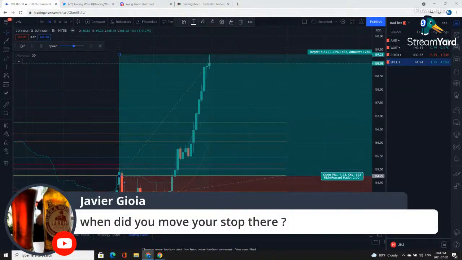When did you move your stop there? I moved my stop loss after the price came all the way up here and hit 1.5. Then I put my stop to break even.